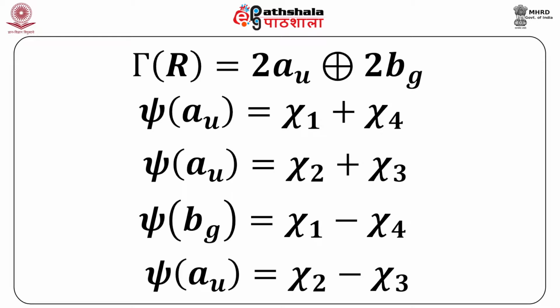And when you apply the projection operator method, as you had done for ethylene, and you apply it to the first row, it gives you psi Au is equal to chi1 plus chi4, and when you apply it to the second row, you find psi Au is equal to chi2 plus chi3. Similarly, psi Bg is equal to chi1 minus chi4 and psi Bg is equal to chi2 minus chi3.